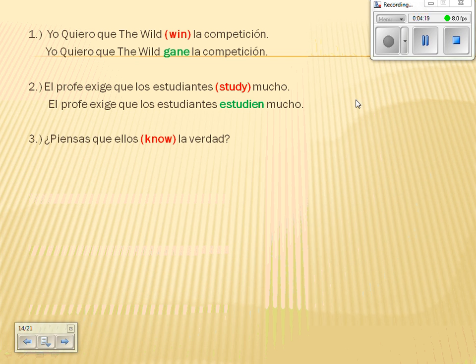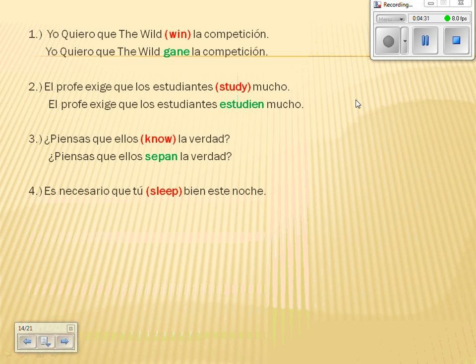Number 3. Piensas que ellos know la verdad? Remember that saber is irregular. Piensas que ellos sepan la verdad? Number 4. Es necesario que tú sleep bien esta noche. Es necesario que tú duermas bien esta noche. Dormir is an O to UE stem changing verb, so we need to change dormir to its yo form duermo, and then to the correct subjunctive form duermas.